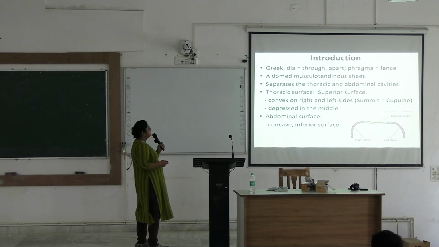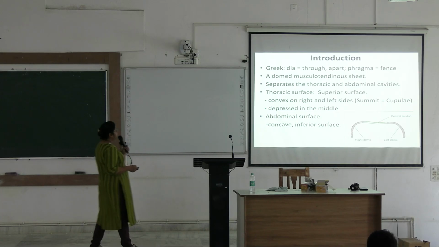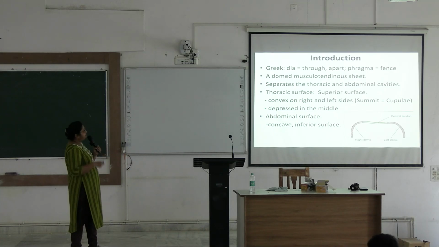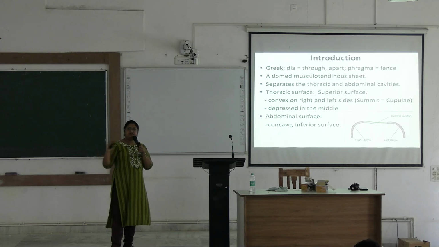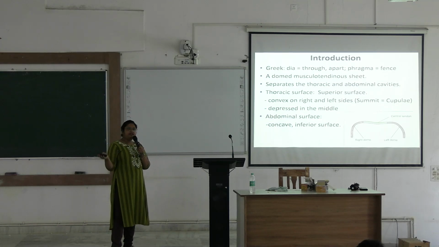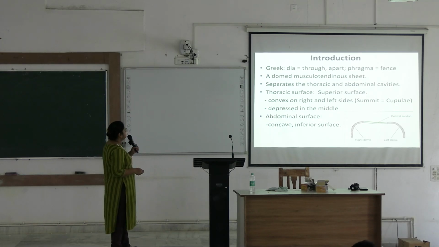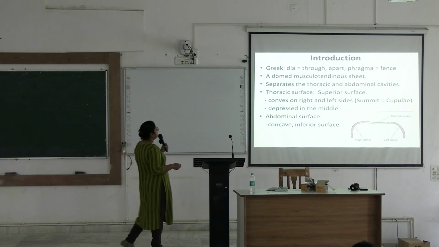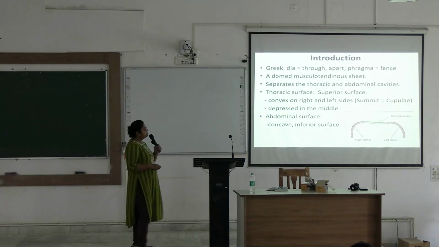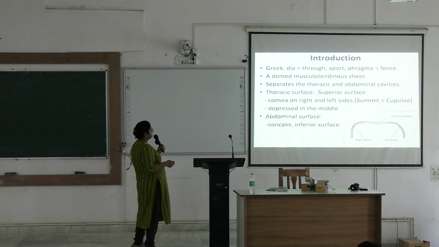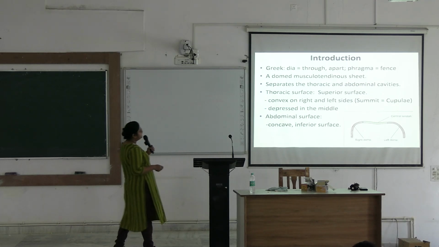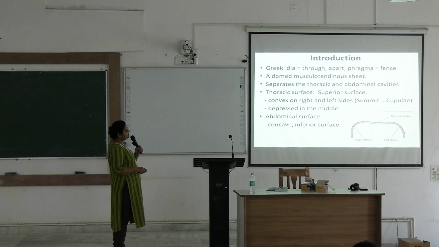It separates the thoracic and the abdominal cavities. Its thoracic surface is the superior surface. So it has two surfaces, superior and inferior surfaces. Superior surface is convex on the right and left sides. These are known as cupola or domes of the diaphragm, and it is depressed in the middle part. You can see here, these are the two domes, right and left domes of the diaphragm.